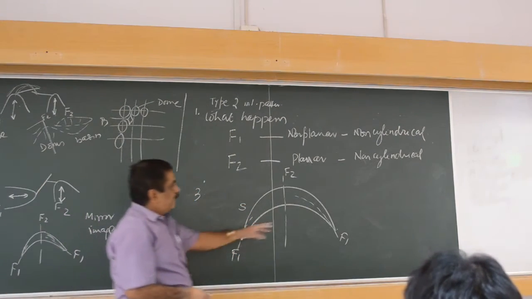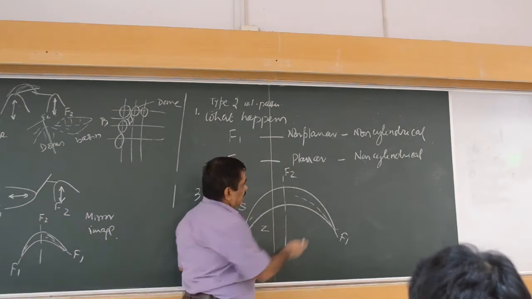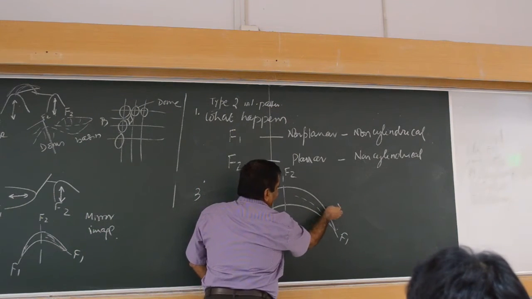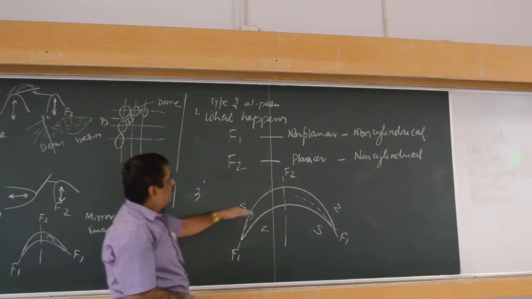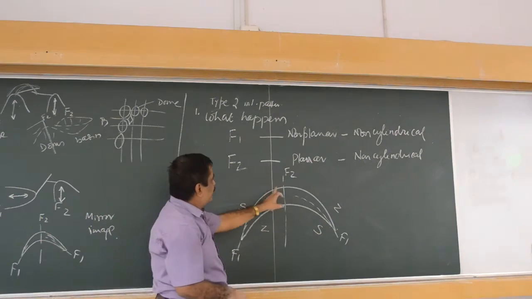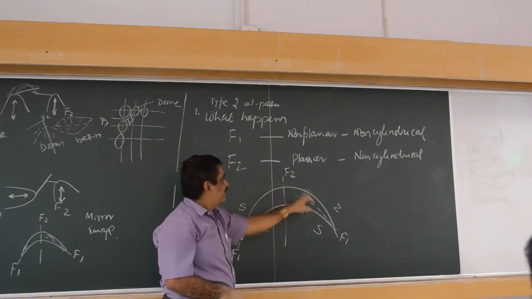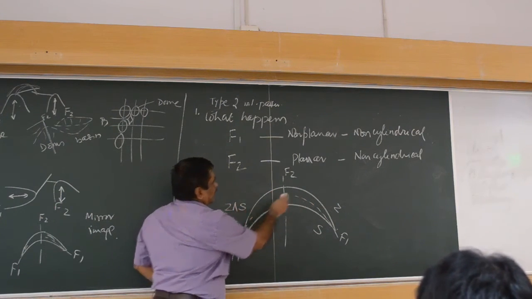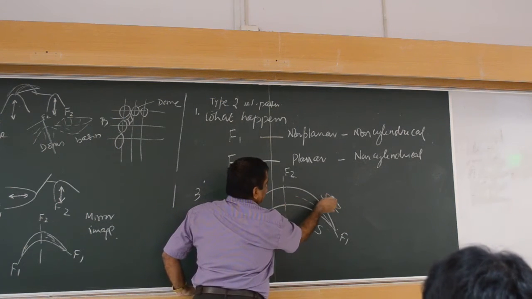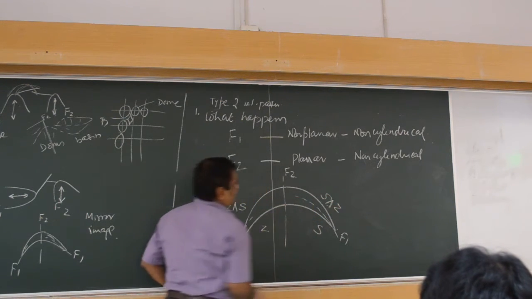Understood, na? For this F1, this will be what? Z, this will be S. This we are understanding. Now you complete for F2. F2, this part you have to write. This part will be what? Z. So Z यहाँ लिख दो. This part will be? S.